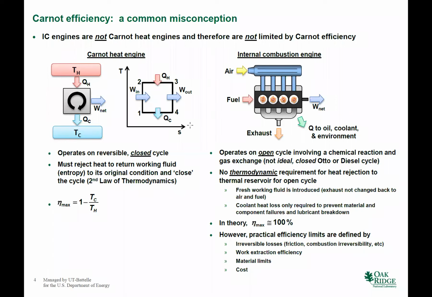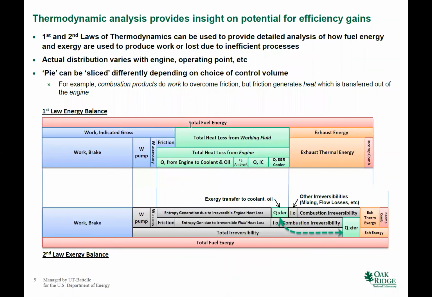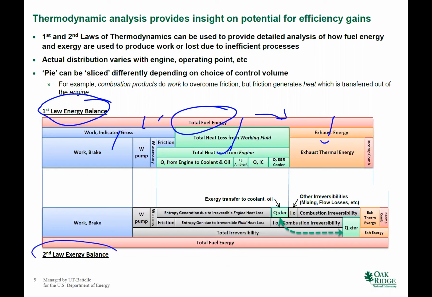So if we look at what's going on inside a combustion engine, we have the first law energy balance, right? We have fuel, and then where all that fuel energy ends up going, it's showing you the flow of it here. We could also look at it though, and this is the second law, exergy or work potential that's occurring from all these energy transfers.